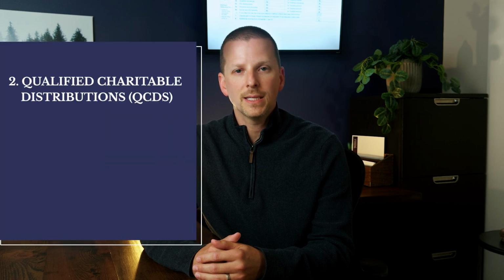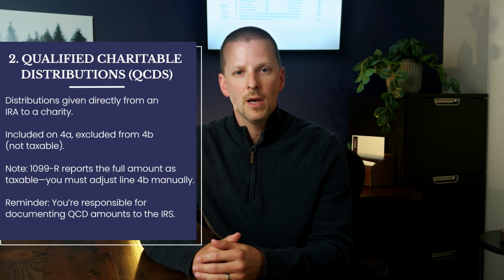The second item on our list that may cause an issue in reporting is a qualified charitable distribution. A qualified charitable distribution is a distribution from your IRA that is given directly to a charity. In this case, the distribution will be included on line 4A but not on 4B, as it will not be treated as a taxable distribution.